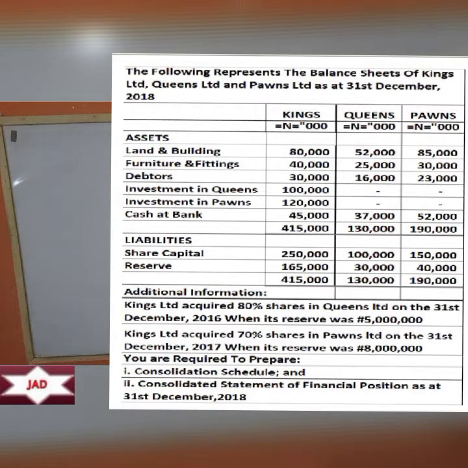Additional information: Kings Limited acquired 80% shares in Queens Limited on 31st December 2016 when its reserves were 5 million. Kings Limited acquired 70% shares in Ponds Limited on 31st December 2017 when its reserve was 8 million. Very straightforward question. You're required to prepare the consolidation schedule and the consolidated statement of financial position at 2018.